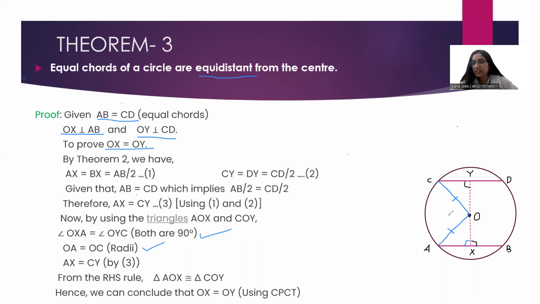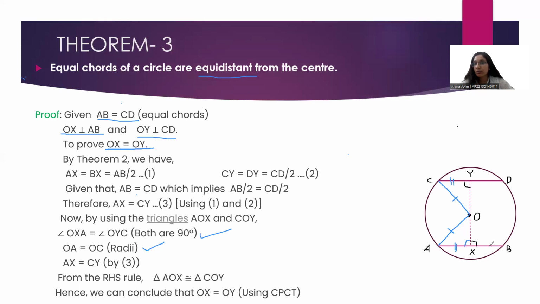Now we need to show one side is equal, right? So for that, we can show that the side AX is equal to the side CY. How can it be shown? It is just an application of the previous theorem. See, here OX is a perpendicular drawn to the chord AB, right? Then it divides the chord AB into two equal parts.